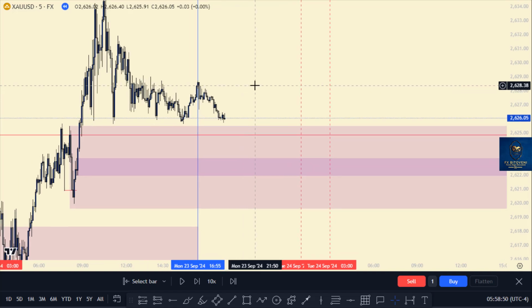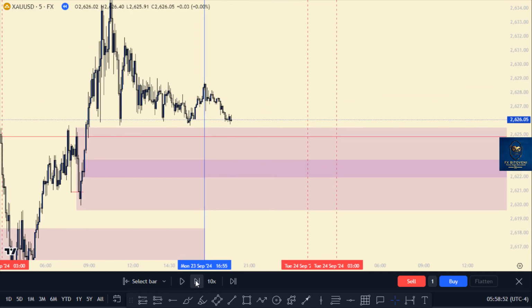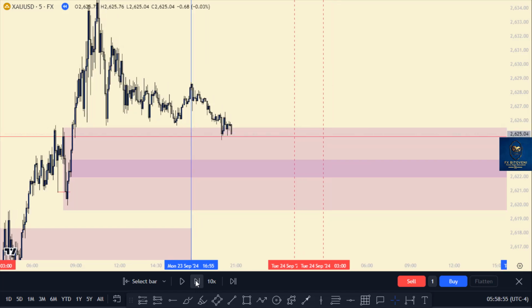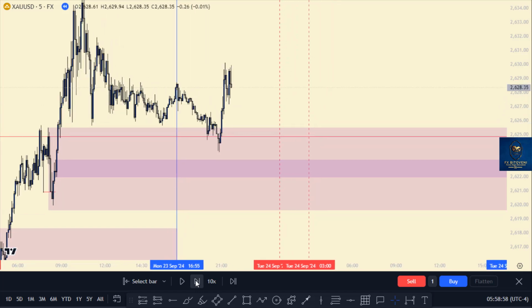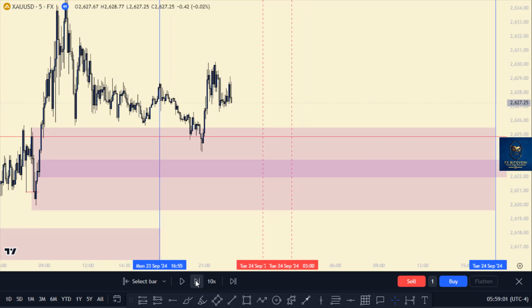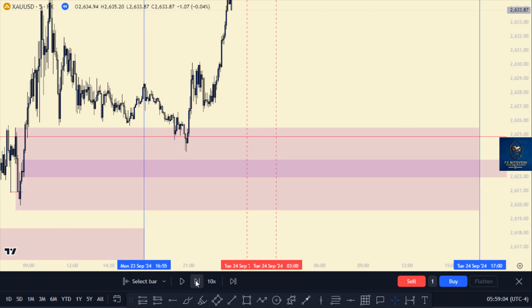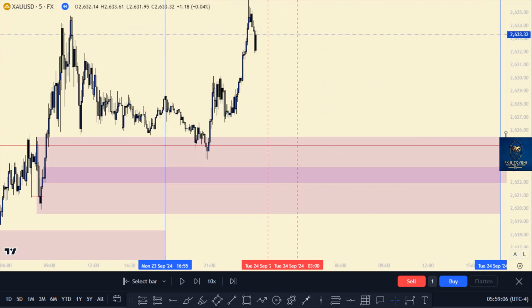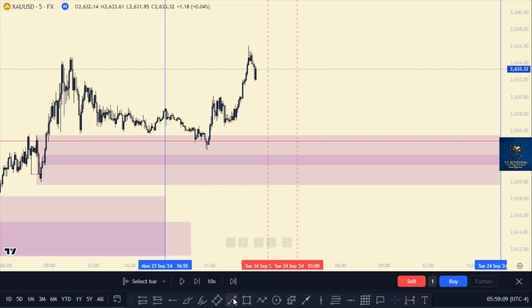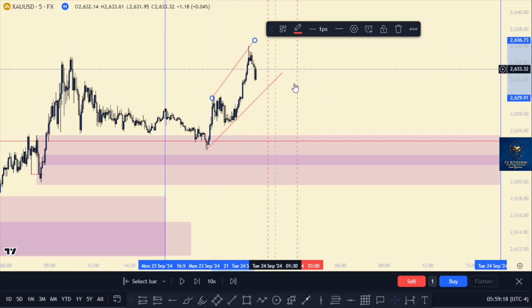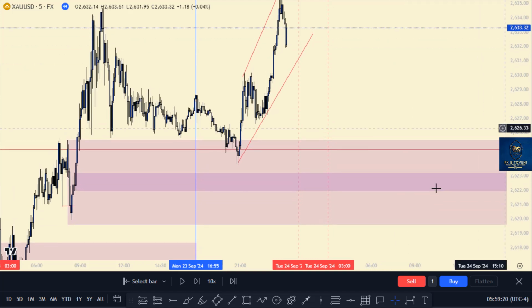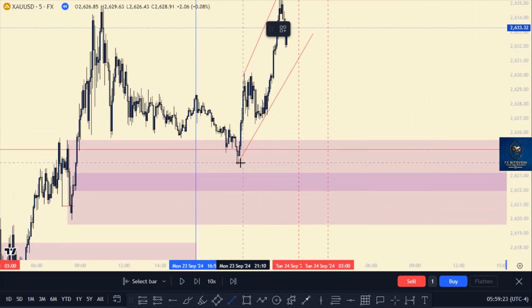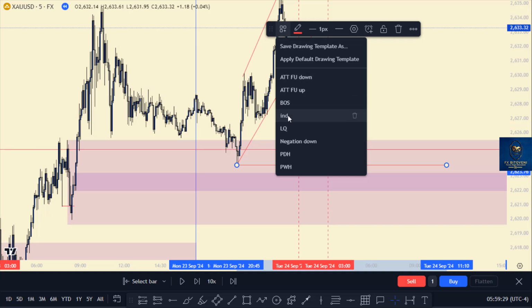Now price is moving. See, price is moving. Have you seen? Price moving, creating a retail trend line to be taken. Channel. Now we have the Asian low, which is here. Another liquidity to target if price comes back to the zone.